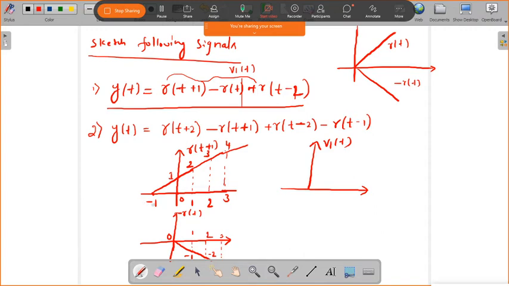Now see, at minus 1 it will be having 0, and at 0 it is having a value plus 1. Plus 1 and it will be having 0. 1 plus 0 it will be 1. So the signal will go like this itself, from minus 1 to 0.